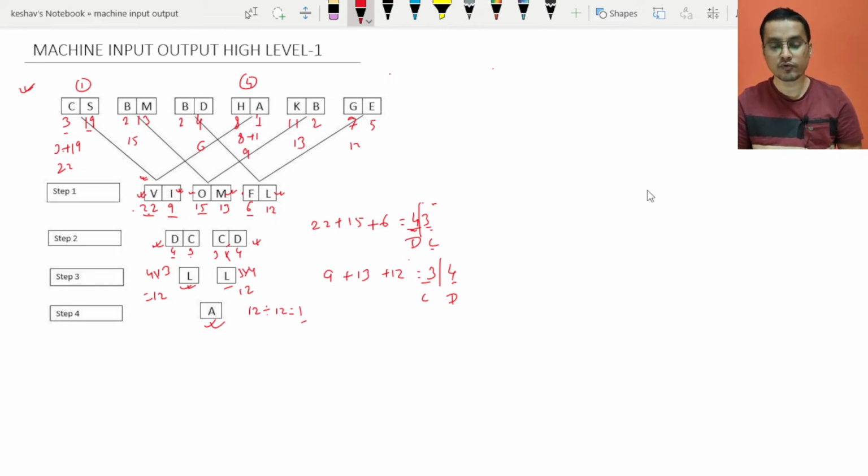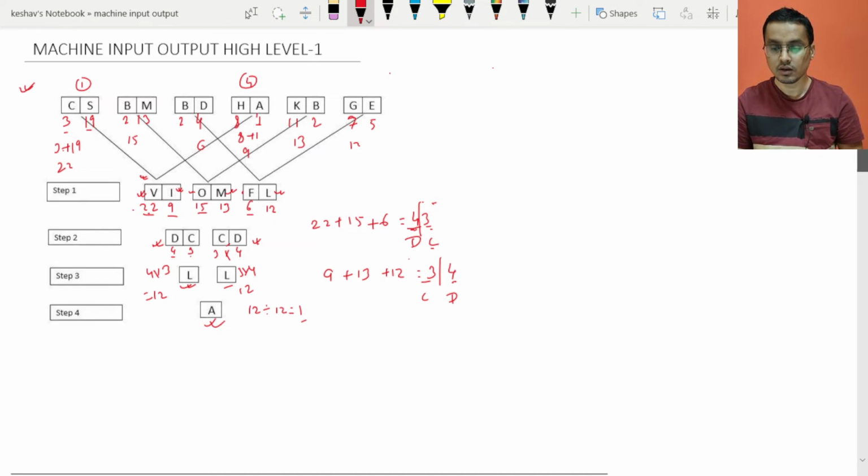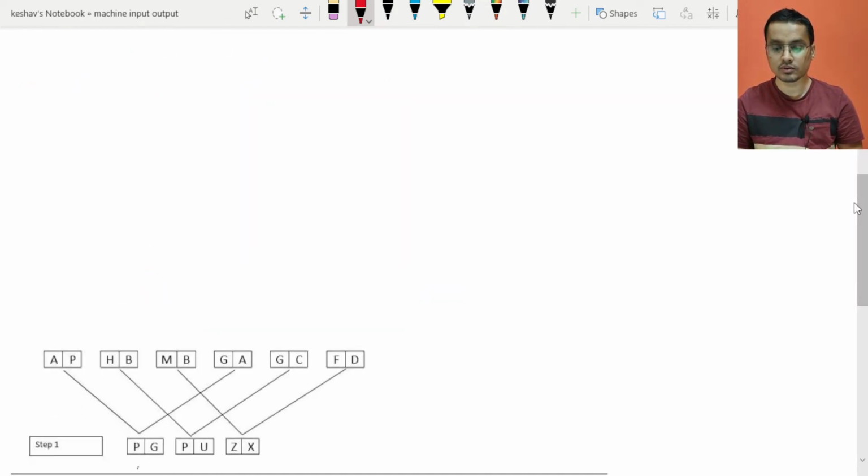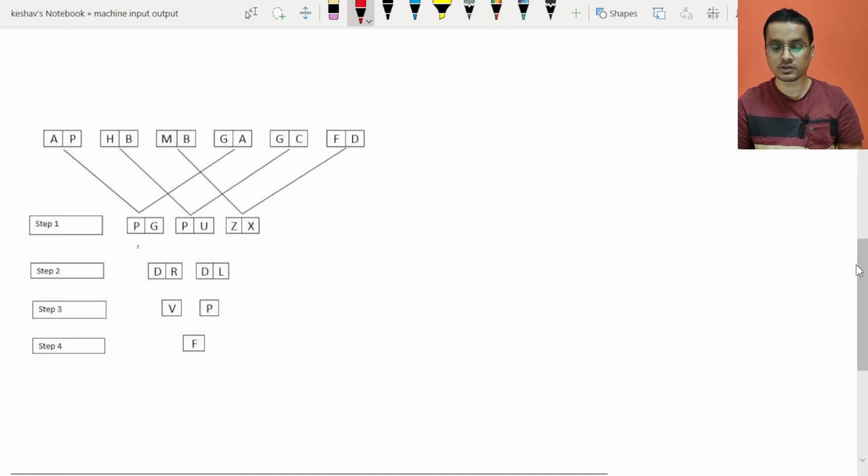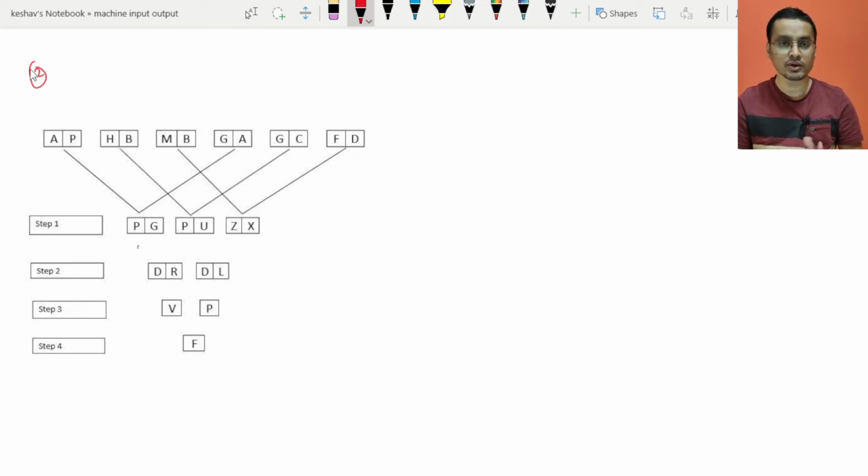Now let's move to the second question. Before watching the complete solution of this second question, just practice by yourself and see whether you are able to solve it or not. If you are not able to solve it, then see the video. If you are able to solve it, then you should feel confident that you have got the logic, or that you understood how to solve these questions. Now let's see here.